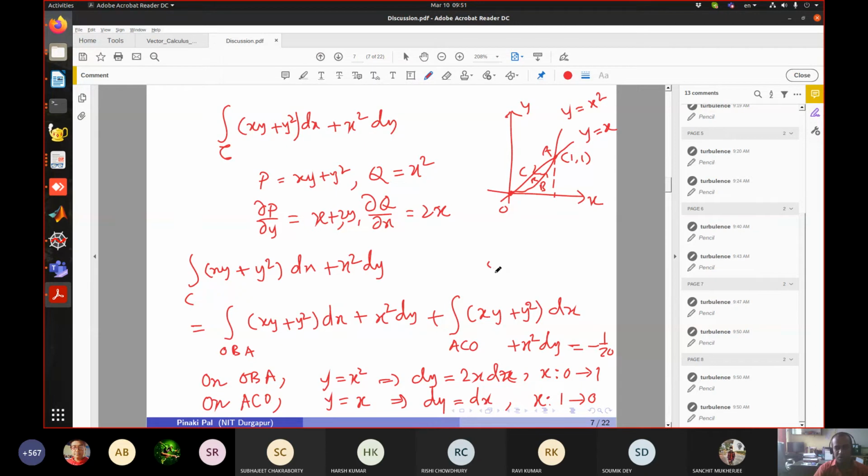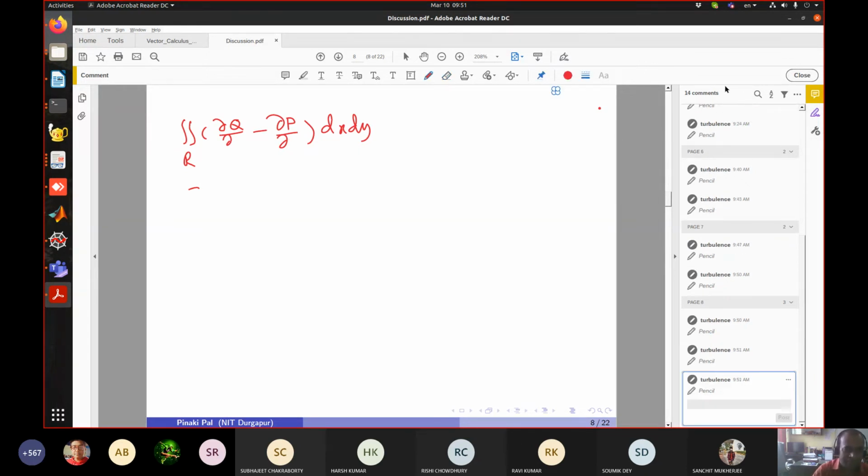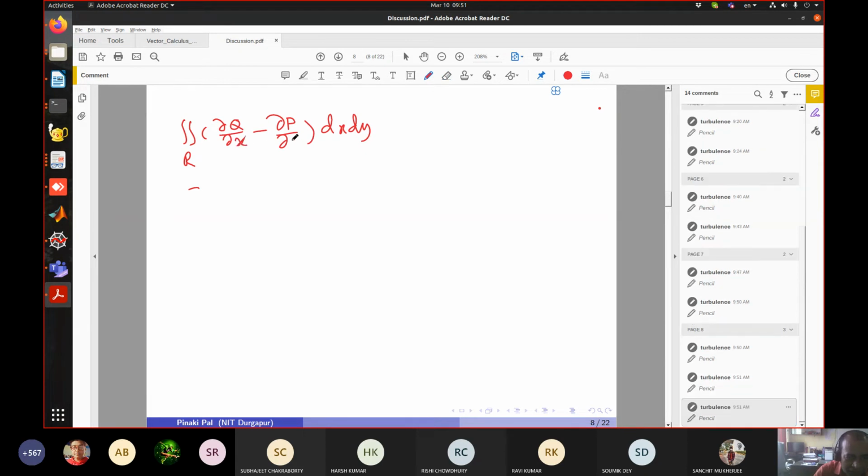Someone was asking for this page. Okay, so are you getting minus 1 by 20 after evaluation? Yes, sir. Del q del x and del p del y. Which function are you getting?